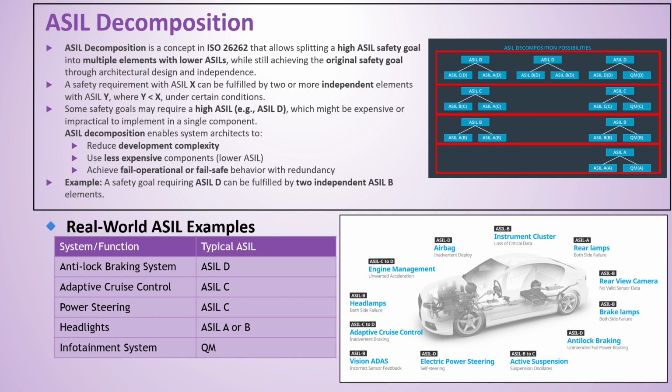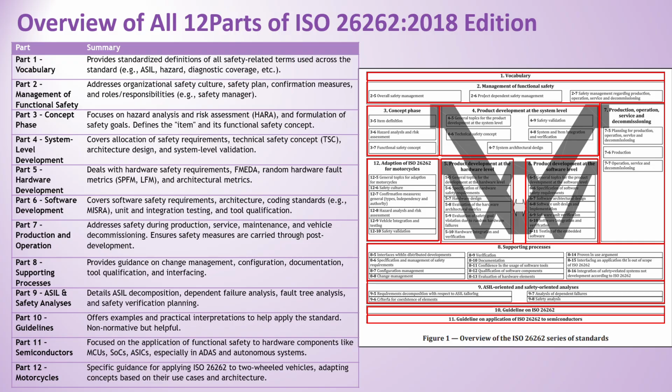That's clever. It suggests that sometimes distributing the safety task across simpler, independent parts is better than relying on one perfect, complex component. It's a key strategy for preventing single points of failure in critical systems. So we've covered the purpose, the language, the risk assessment with ASIL. What else is in this standard? You mentioned 12 parts. This sounds like a huge undertaking.